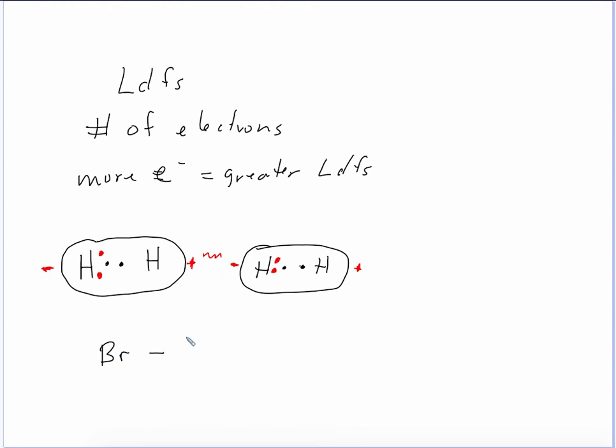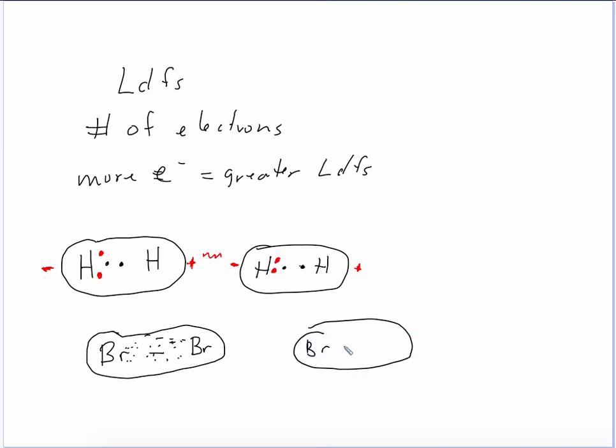Now, let's compare that to bromine and bromine. Bromine has, what's the number? I don't have a periodic table, but it's something like 35. So bromine has something like 35 electrons. So just think of all these electrons scattered all about here. I didn't draw exactly 35, but anyway, here's another bromine to bromine. And just think about all the electrons in bromine, okay? They're all scattered all over the place.